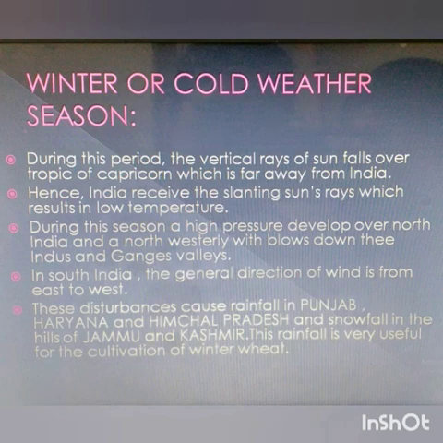During this season, a high pressure develops over North India and a northwesterly wind blows down the Indus and Ganga valleys. In South India, the general direction of wind is from east to west. These disturbances cause rainfall in Punjab, Haryana and Himachal Pradesh and snowfall in the hills of Jammu and Kashmir. This rainfall is very useful for the cultivation of winter wheat.